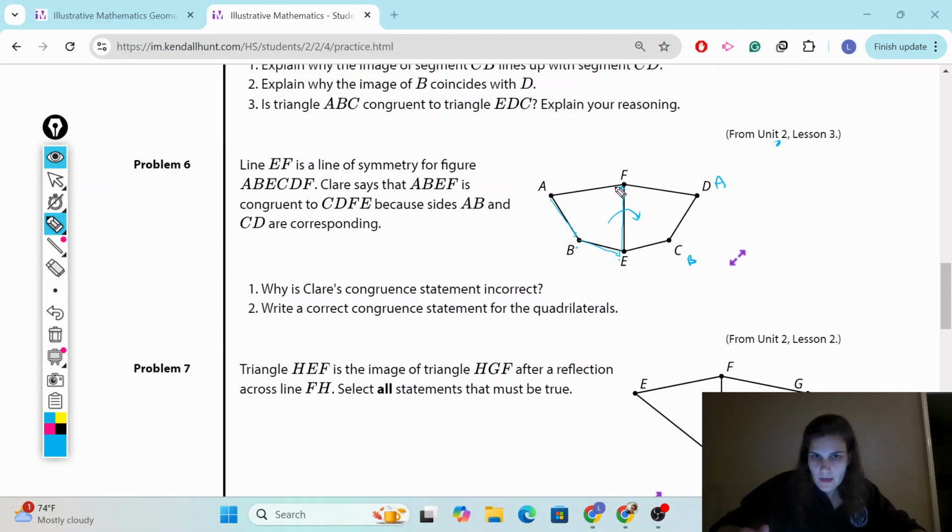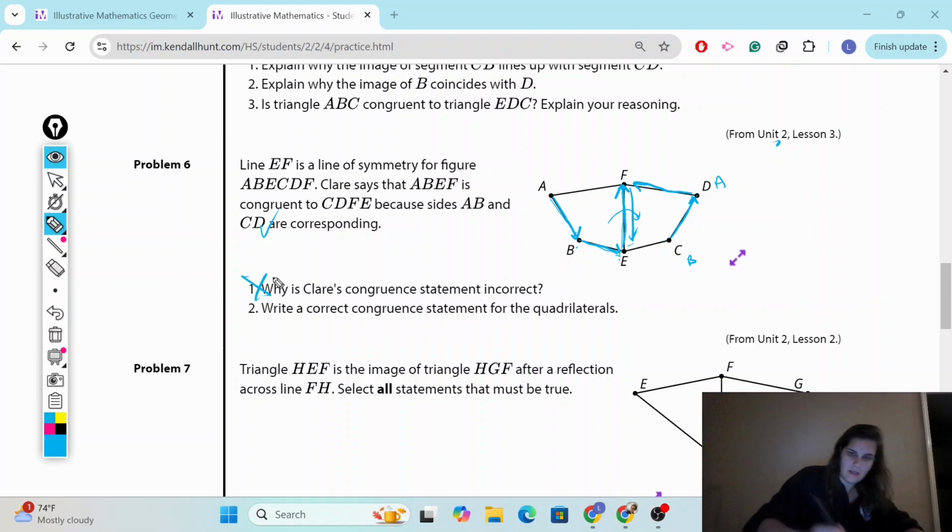Okay, gotta do this a different way because there's way too many letters there. So Claire says A, B, E, F line up with C, D, F, E. AB lines up with DC. Yep, they're corresponding. But then FD does not line up with BE. We would need to go this way. So that's why it is incorrect.